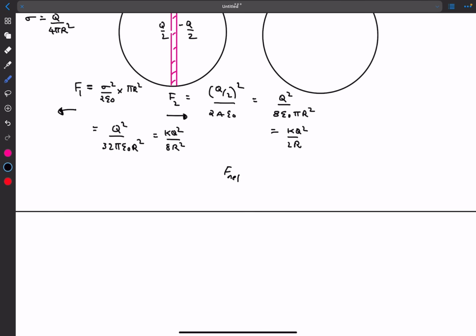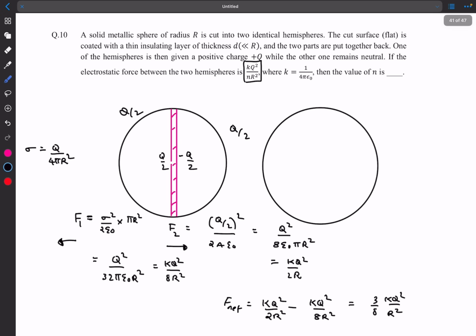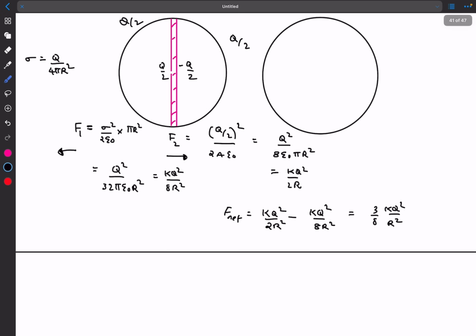So the net force is going to be kQ squared by 2r squared minus kQ squared by 8r squared, and this would be 3 by 8 kQ squared by r squared. So the answer for n is 8 by 3, which would be 2.67. I guess that's the answer for this. Now let's move to the next one.